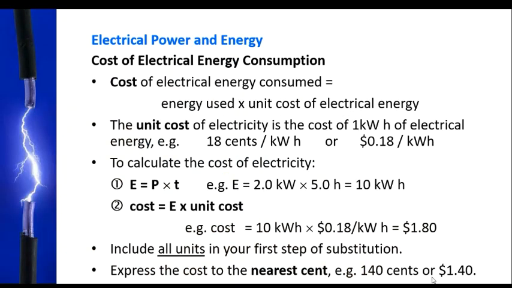The cost of electrical energy consumed can be calculated by multiplying the energy used by the unit cost of electrical energy. The unit cost of electrical energy is the cost of 1 kilowatt hour of electrical energy, for example, 18 cents per kilowatt hour, or $0.18 per kilowatt hour.